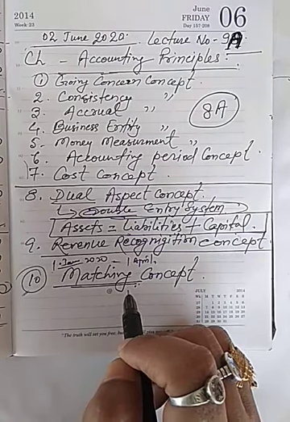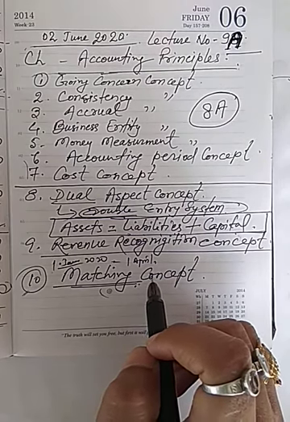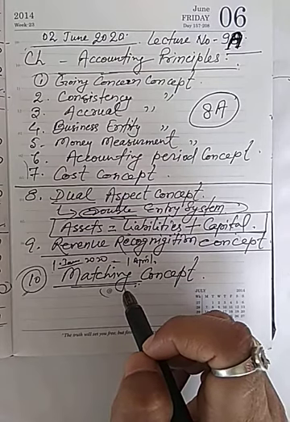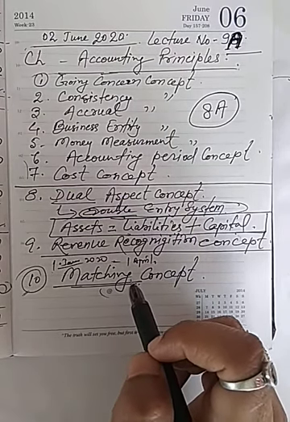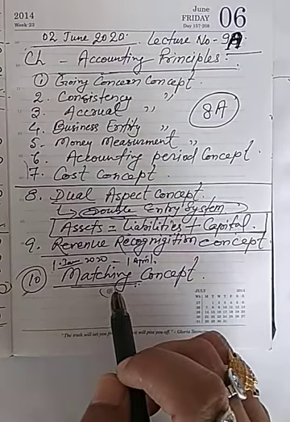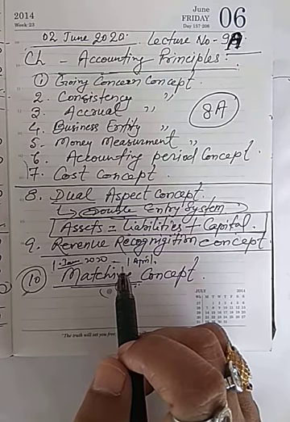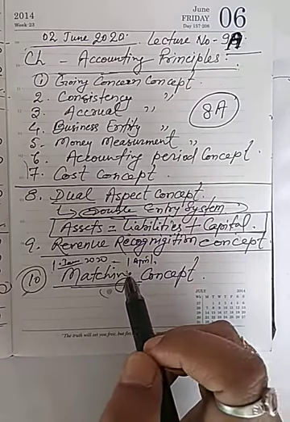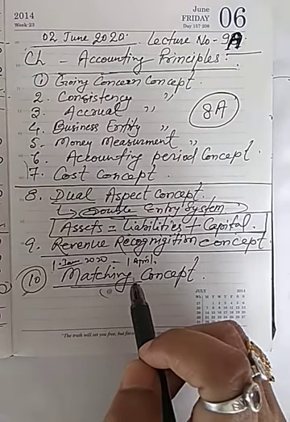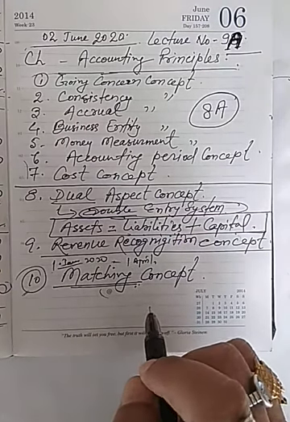For matching cost with revenue, first, revenue should be recognized and then cost incurred for generating that revenue should be recognized. Suppose income receivable must be added in revenues and income received in advance must be deducted from revenue.